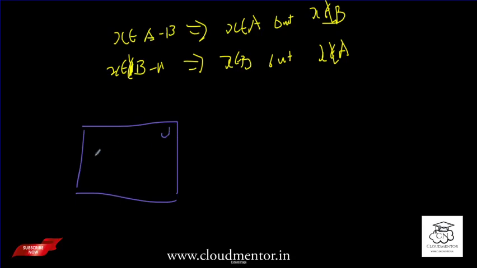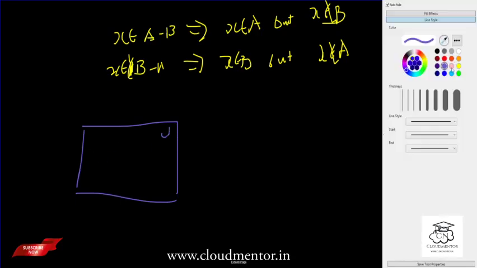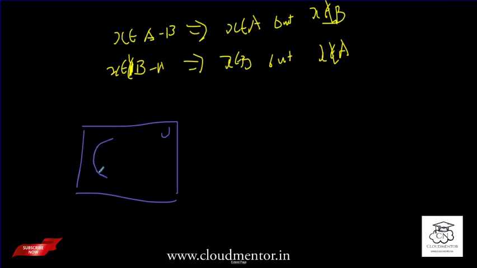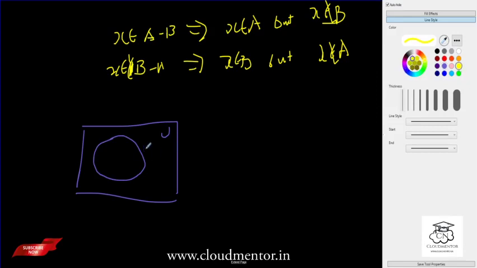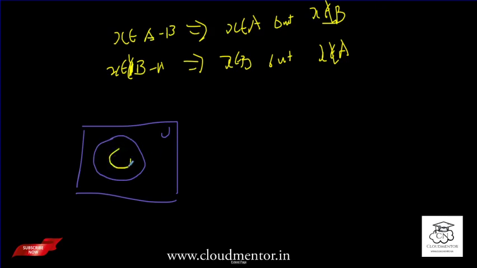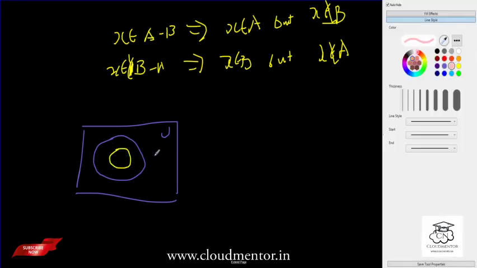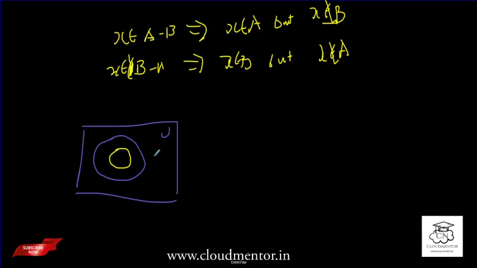Okay, this is U, the universal set, and the two sets A and B, the inside ones. This is A and this is B, okay. Then A minus B will contain only A but no B. So this one will be the set A minus B.